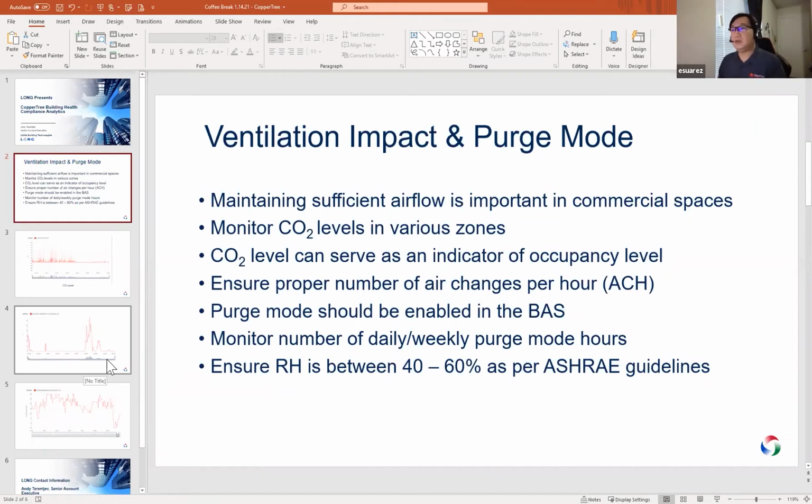We have rules and algorithms designed for that, and we can pretty much say, yeah, for this particular hour, or every hour, we are doing about 4 air changes per hour, about 5, or about 6.